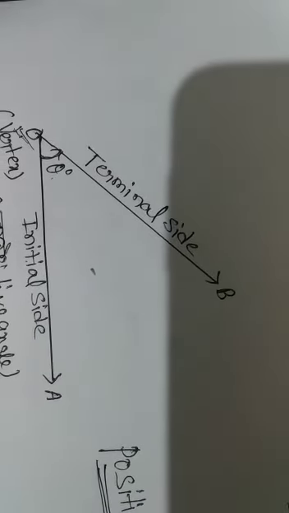So, measuring angle: there are two systems of measuring angle. First one is degree measure and other one is radian measure. In our next class we will read about degree measure, that is also known as the sexagesimal system, and radian measure, that is also known as the circular system.